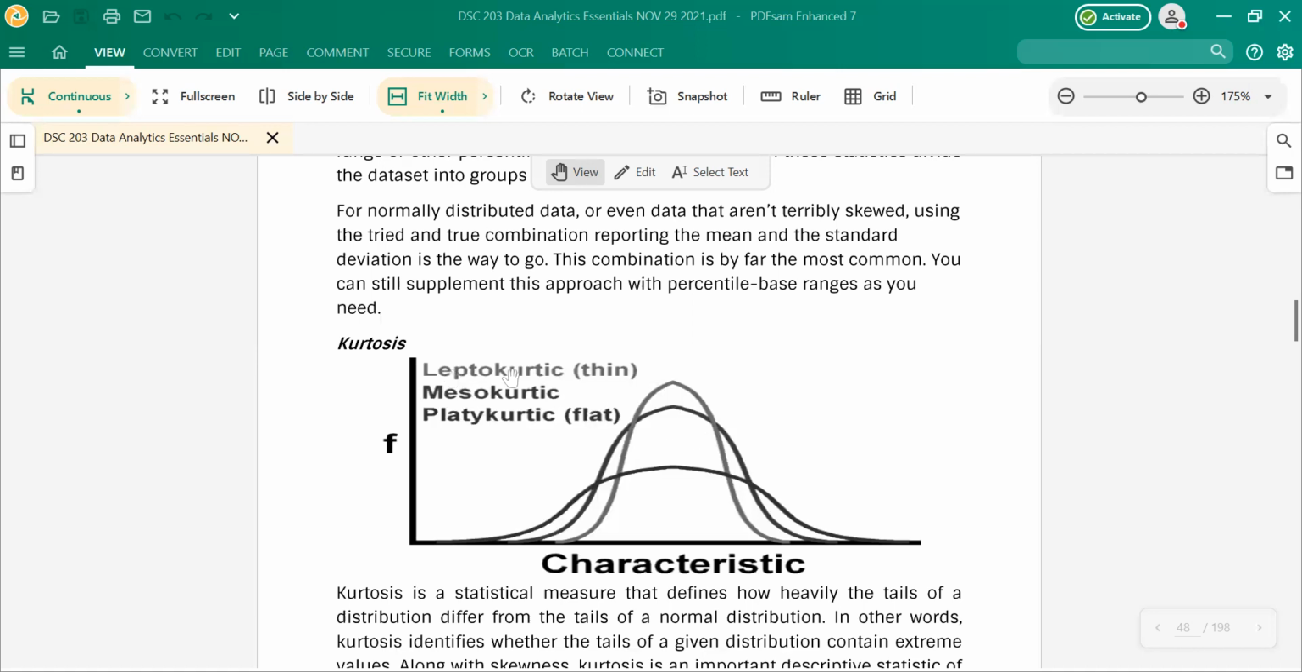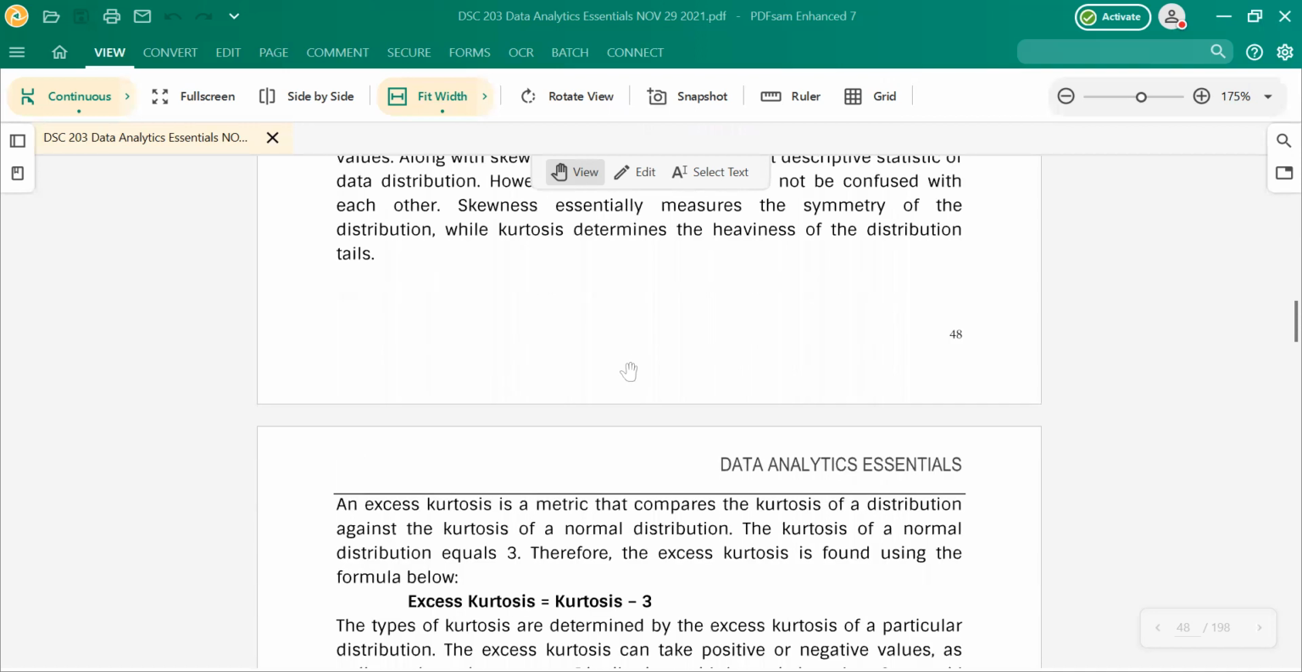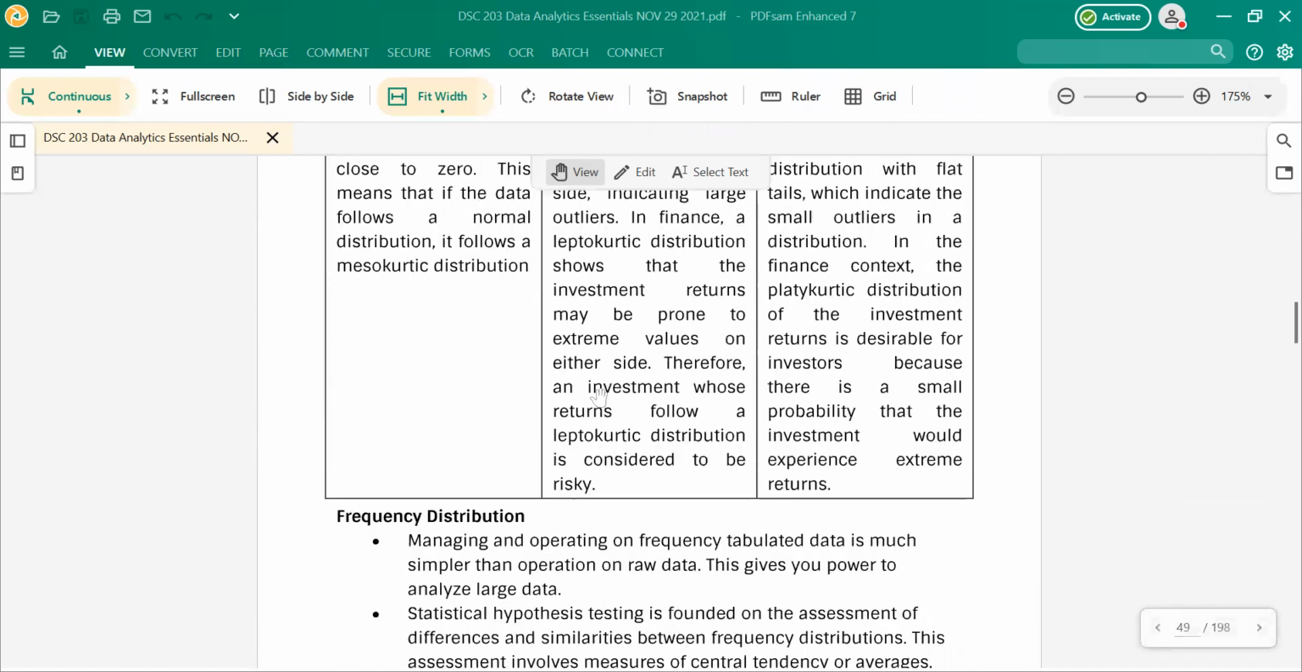We call them leptokurtic. Leptokurtic is one that is thin, and thin means less deviation. The standard deviation is less. Mesokurtic is better than platykurtic, but not as good as leptokurtic. So this is called kurtosis. Kurtosis means this. You can read through this. I think I already shared this file with you, right?